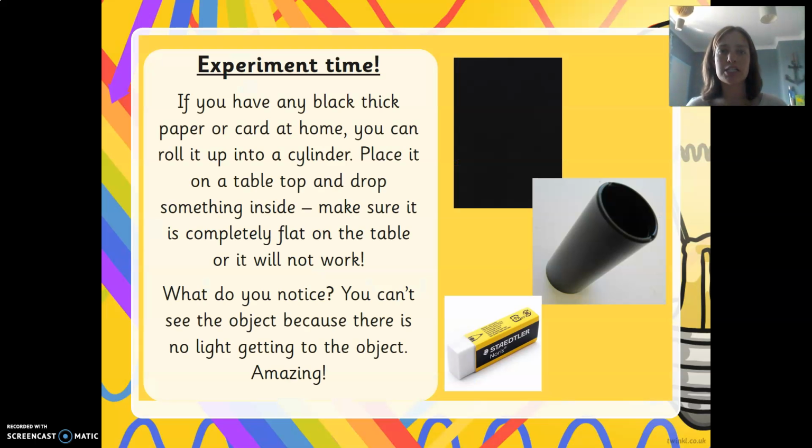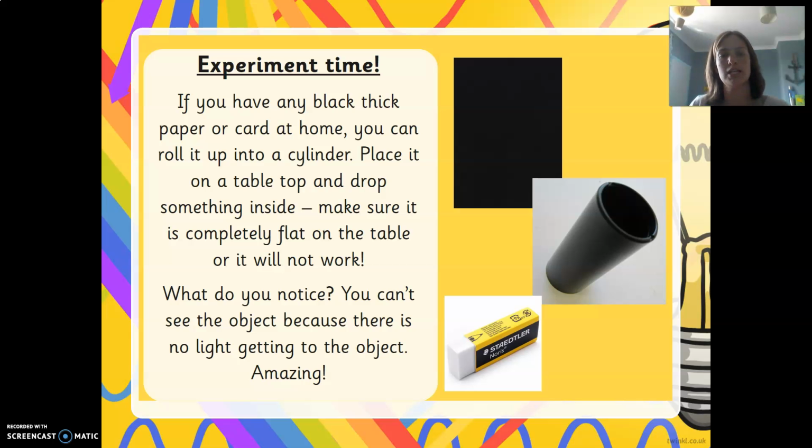Okay, so I've got a little experiment for us to do now, if you want to. This might not be something that you can do at home, but if you can, that would be really good. If you have any black thick paper or card at home, you can roll it up into a cylinder like a toilet roll. Place it on top of the object and drop inside something. Make sure it is completely flat on the table or it will not work.